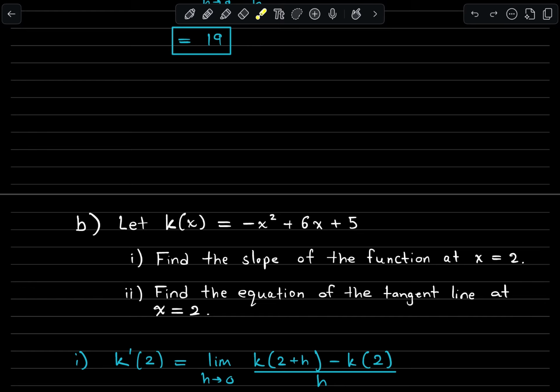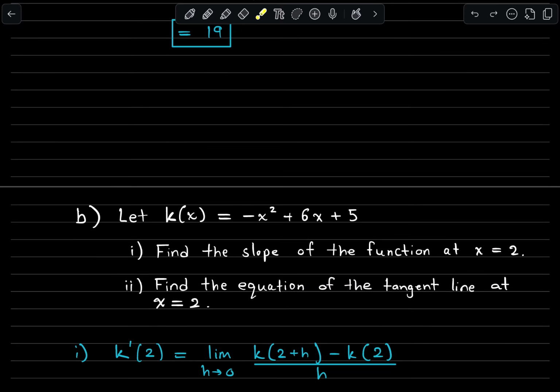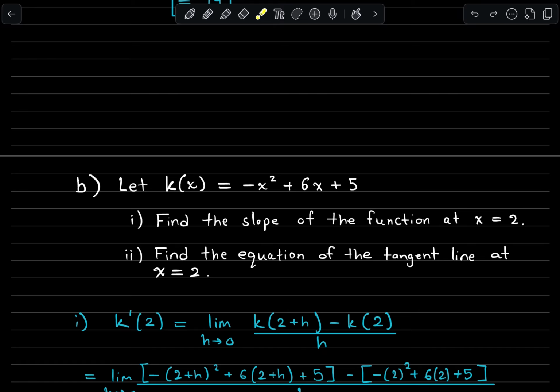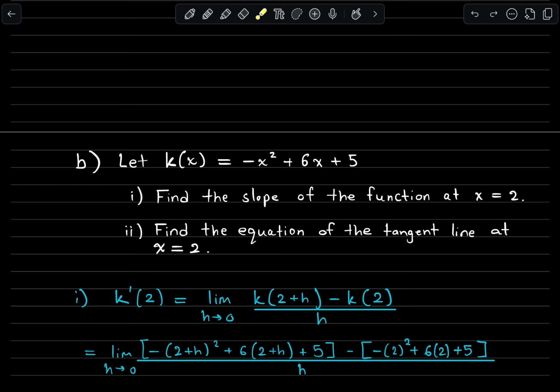We know that k prime of 2 is going to be equal to the limit as h approaches 0 of k of 2 plus h minus k of 2, all of it divided by h. We can just go ahead and directly plug in 2 for a. Then we're going to substitute each of these everywhere we see an x into the function. So in the first part, we've got negative (2 plus h) squared plus 6 times the quantity of 2 plus h plus 5. And then minus, and in the second brackets, we plug in 2 everywhere we see an x. So negative 2 squared plus 6 times 2 plus 5, all of it divided by h.